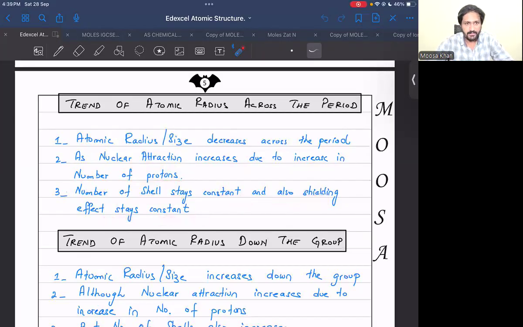Getting it? Very good, Rida. Atomic size decreases going down the period. Actually, when we go along the period, we say going across the period. Okay, down is for groups. So we are moving across the period, right? Number of protons increases, causes greater nuclear attraction. But you have to discuss the other factor as well, which is the shielding effect, which stays constant due to the number of shells staying constant. Getting my point? Okay.